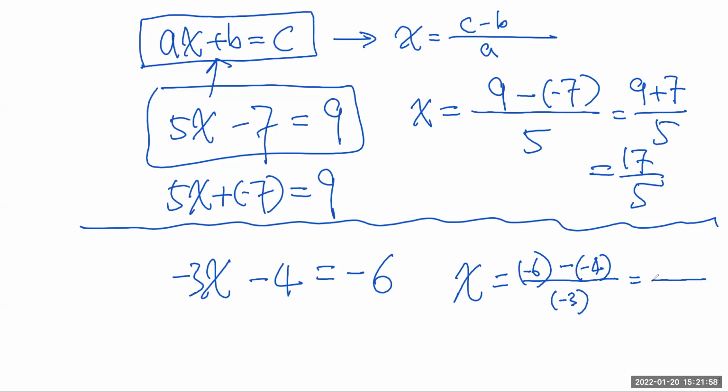So that would be negative 6 plus 4. Negative 6 plus 4 would be negative 2. Negative 2 over negative 3. That would be basically equal to 2 over 3, right? Right. Yeah. Negative divided by negative is positive. So we got that. Good.